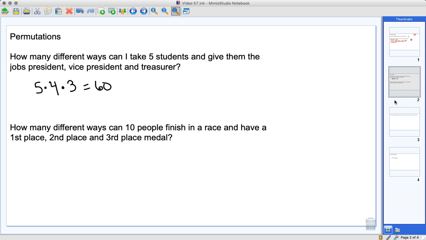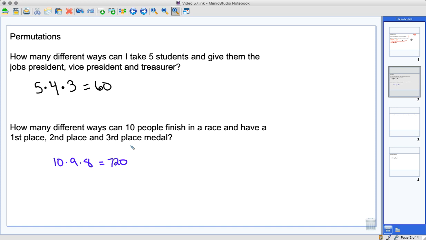Okay, so for the next one, we got 10 people in a race. Okay, we have a first place, second place, and a third place medal. Okay, so how many people can finish in first place? 10. So first place finisher finishes. How many people can finish second? 9. And then third would be 8. So take 10 times 9 times 8, which is 720. Okay, so there are 720 different ways that people can finish first, second, and third.